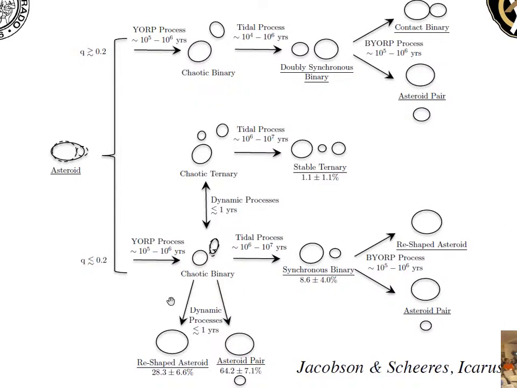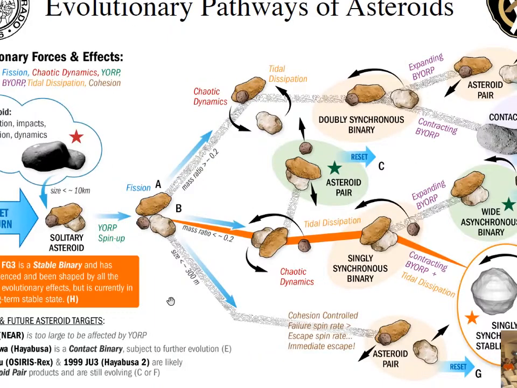So really, through this sort of analysis, we can explain many of the different types of asteroids that we see in the population. And again, we're really just applying fundamental approaches of celestial mechanics.